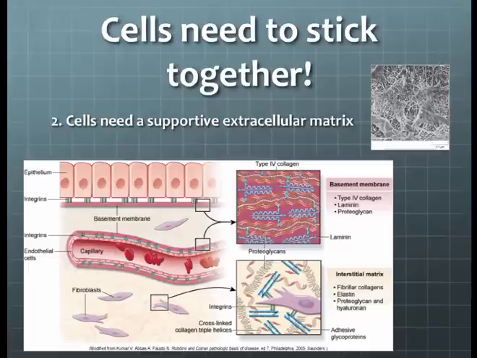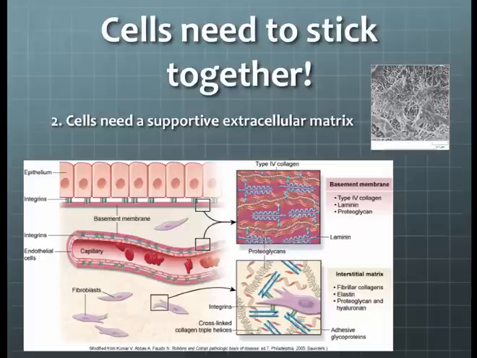Again, cells need a supportive extracellular matrix, right? So a cell cannot survive if it doesn't have some support to keep it together. Remember, a cell is just squishy, right? It needs that covering over it, and it needs something around it to either affix it to where it is or help it maintain its shape.